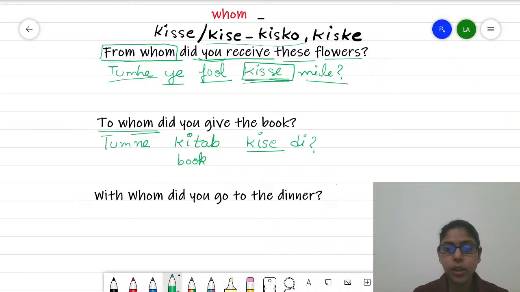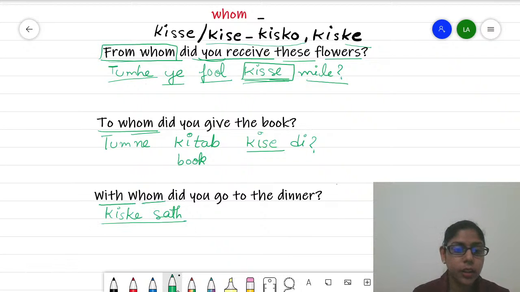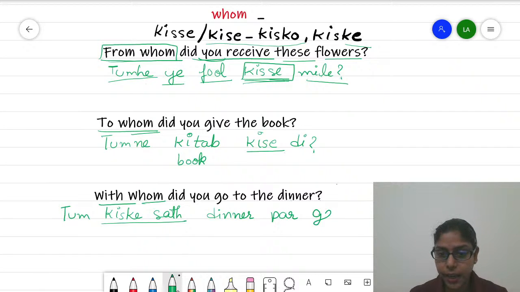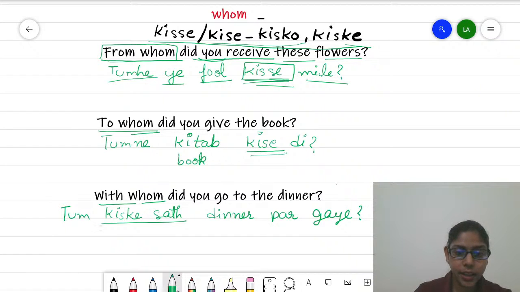Again, we will not use these two. We'll use kiske. With whom? किसके साथ. With whom is किसके साथ. Did you go to dinner? तुम किसके साथ डिनर पर गए? So here, if you see, we used all three words, किससे, किसे, and किसके. So that's how whom is used with different meanings in Hindi.